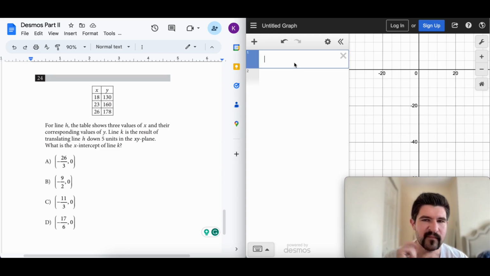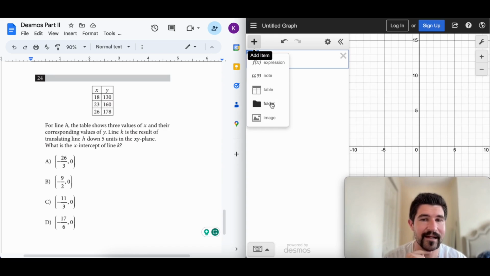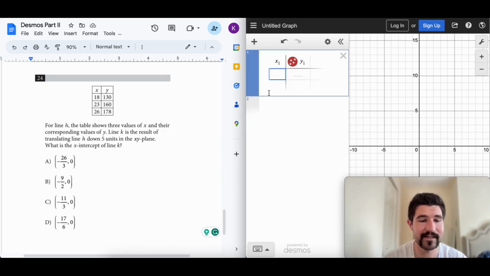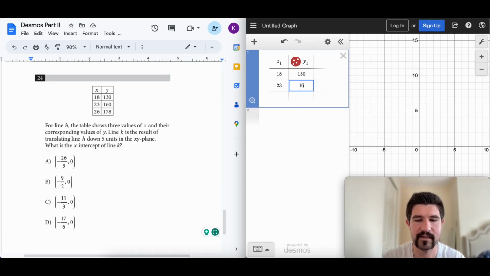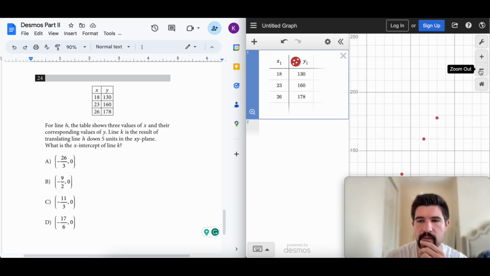First of all, in Desmos, we're going to go to this little plus sign and add in a table. We're going to add in the same table we see here: 18, tab over, 130, hit the tab button, 23, 160, tab down, 26, 178. Okay, that's the table. If you click this magnifying glass, it'll zoom out so that you can see all the points. One of them's hidden, I think, because of my face down here, but there are the 3 points. You can see they line up. The question is, what line goes through them?